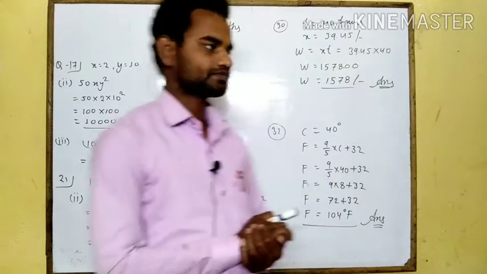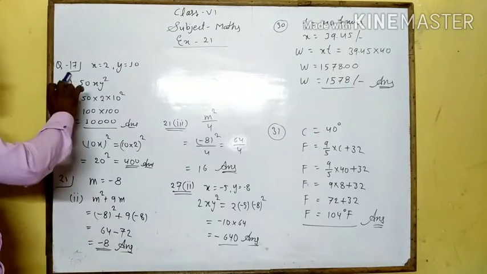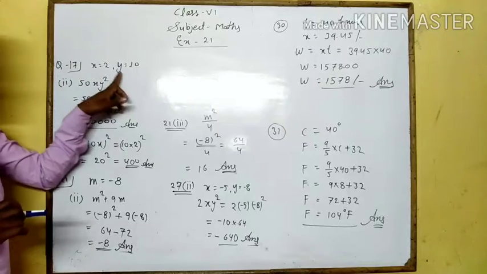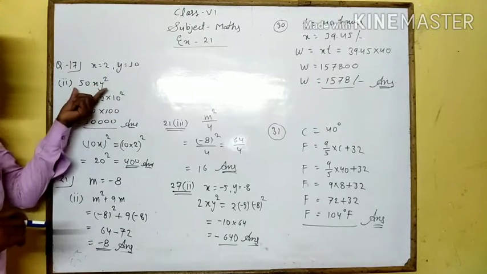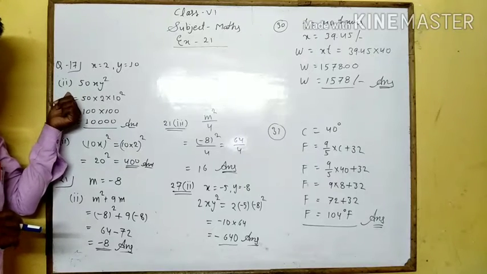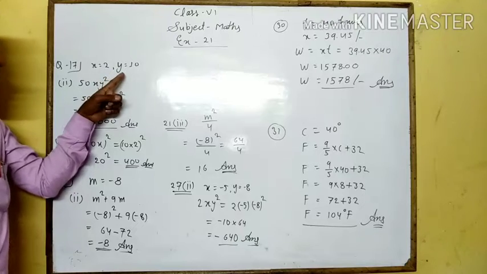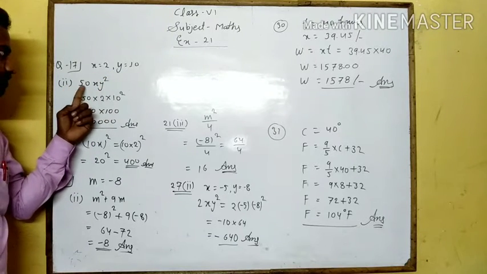Let's begin. This is question number 17. In this question, the value of x and y is given. We have to find out the value of 50x by y square. Question number 17, part 2. x is 2 and y is 10. Then find out the value of 50x by y square.